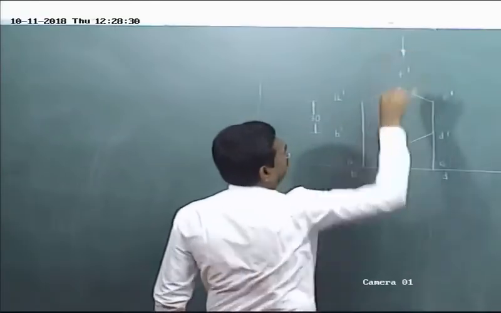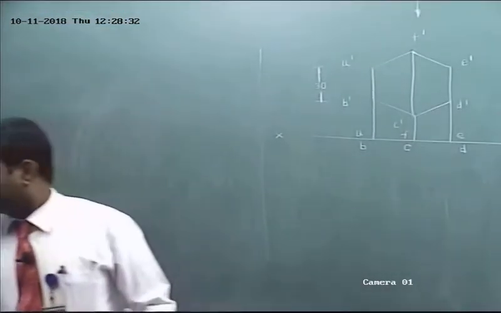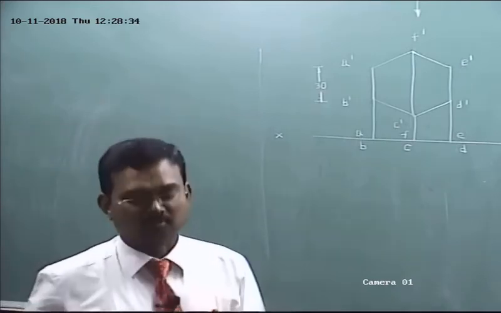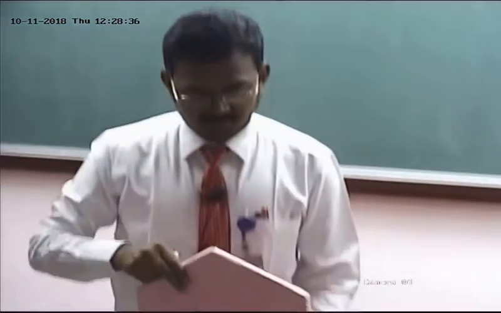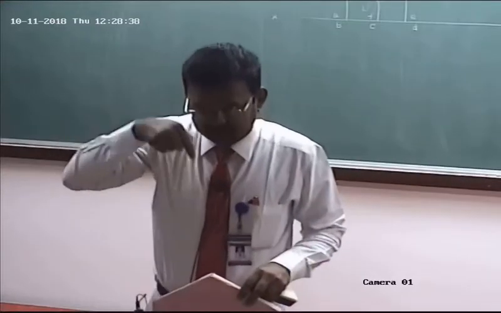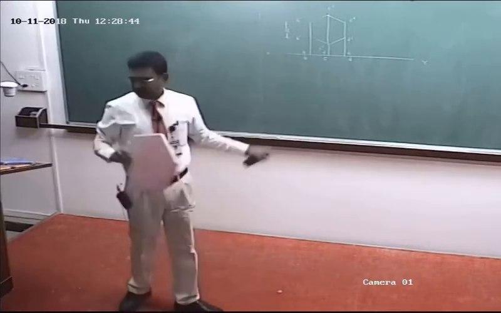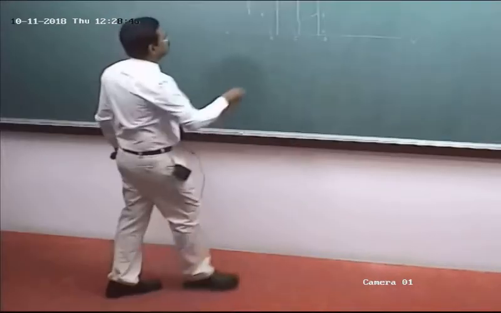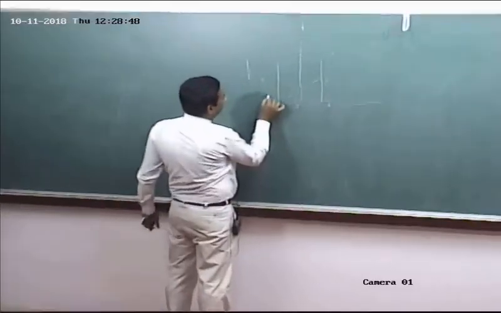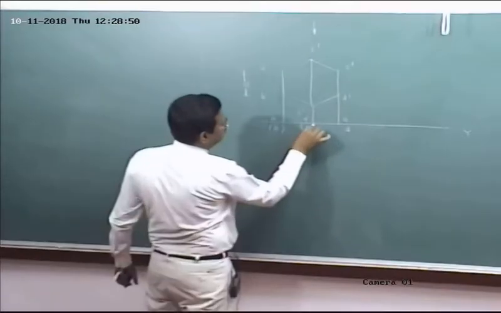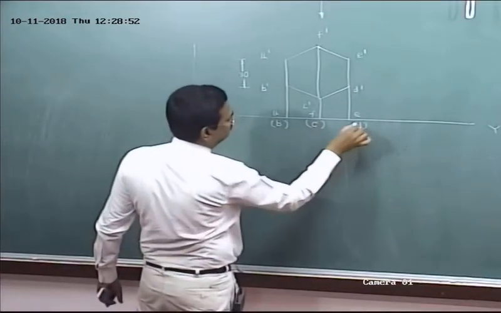Listen, it's an important point. It's a pentagonal plate. To mark visible and invisible corners in the top view, look at the front view in downward direction. In this direction, only 3 corners are visible: E, F, A are visible. These 3 corners are invisible: B invisible, C invisible, D invisible.